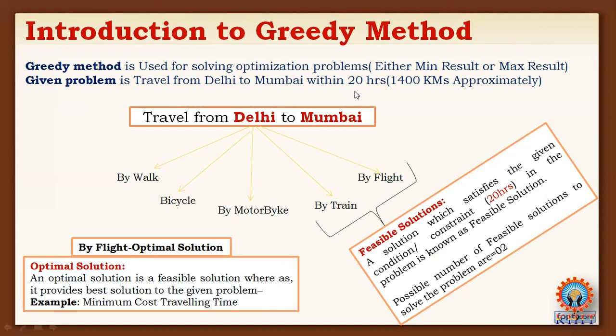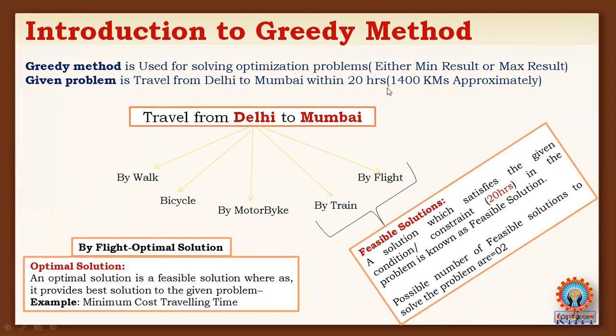Now here 20 is considered as a condition or constraint of the given problem. Which solution or which method is satisfying the constraint, those need to be separated and those are considered as feasible solutions. Now first apply the first property, by walk, to the given problem. A person can travel from Delhi to Mumbai. He has to select the first property, by walk, and check whether he can reach the place within 20 hours or not.